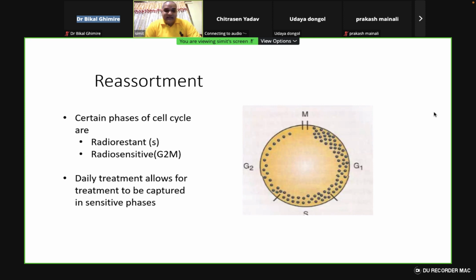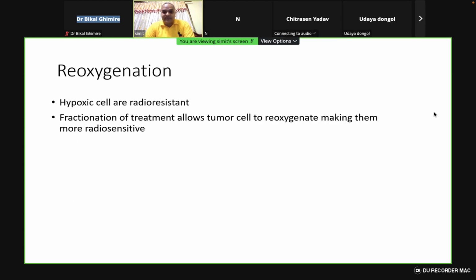And the radiobiological reassortment. I have already said that certain phases of the cell cycle are radio resistant, like S phase, and certain phases are radio sensitive. When you give radiation today, the G2 and M phase cells are killed, whereas the S phase cells are not killed. So when you give another fraction another day, the S phase cells go into G2M phase, and in this way, all the cells are killed. So daily treatment allows the treatment to be captured in sensitive phases.